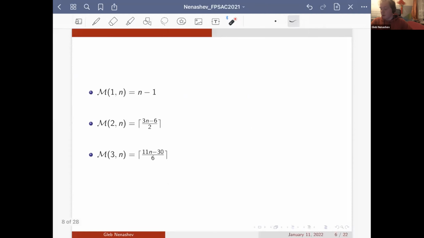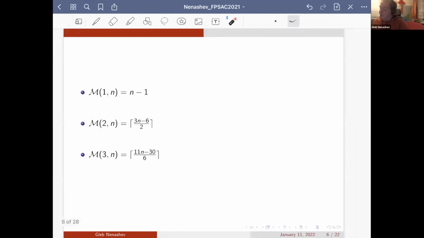And for the first 3 special cases, we have the following formulas. M1n is always n minus 1. It's 1 times n minus 1. For this case, we have a very good equality. But for k equals 2, we have this formula. And for k equals 3, we have this formula. Okay, for other k, we don't have formulas.